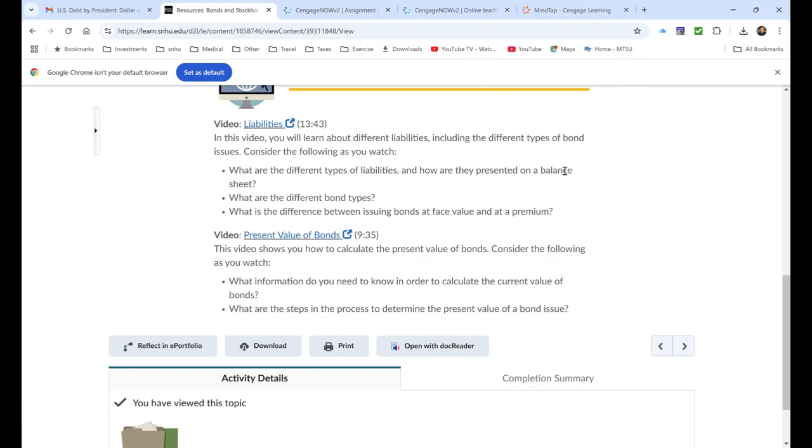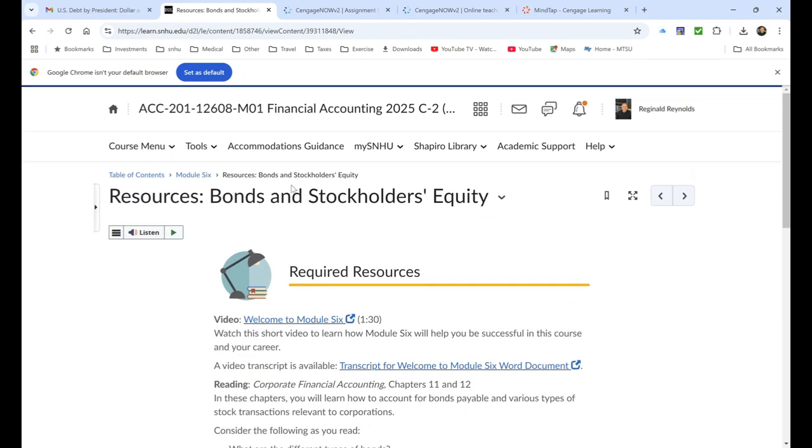And so, again, if the market rate of interest is higher than your rate, you're going to have to sell it at a discount. If your rate is higher than the market rate, then you get a premium. So you'll get more than $1,000. This present value of bonds video will give you an overview of how to determine that.